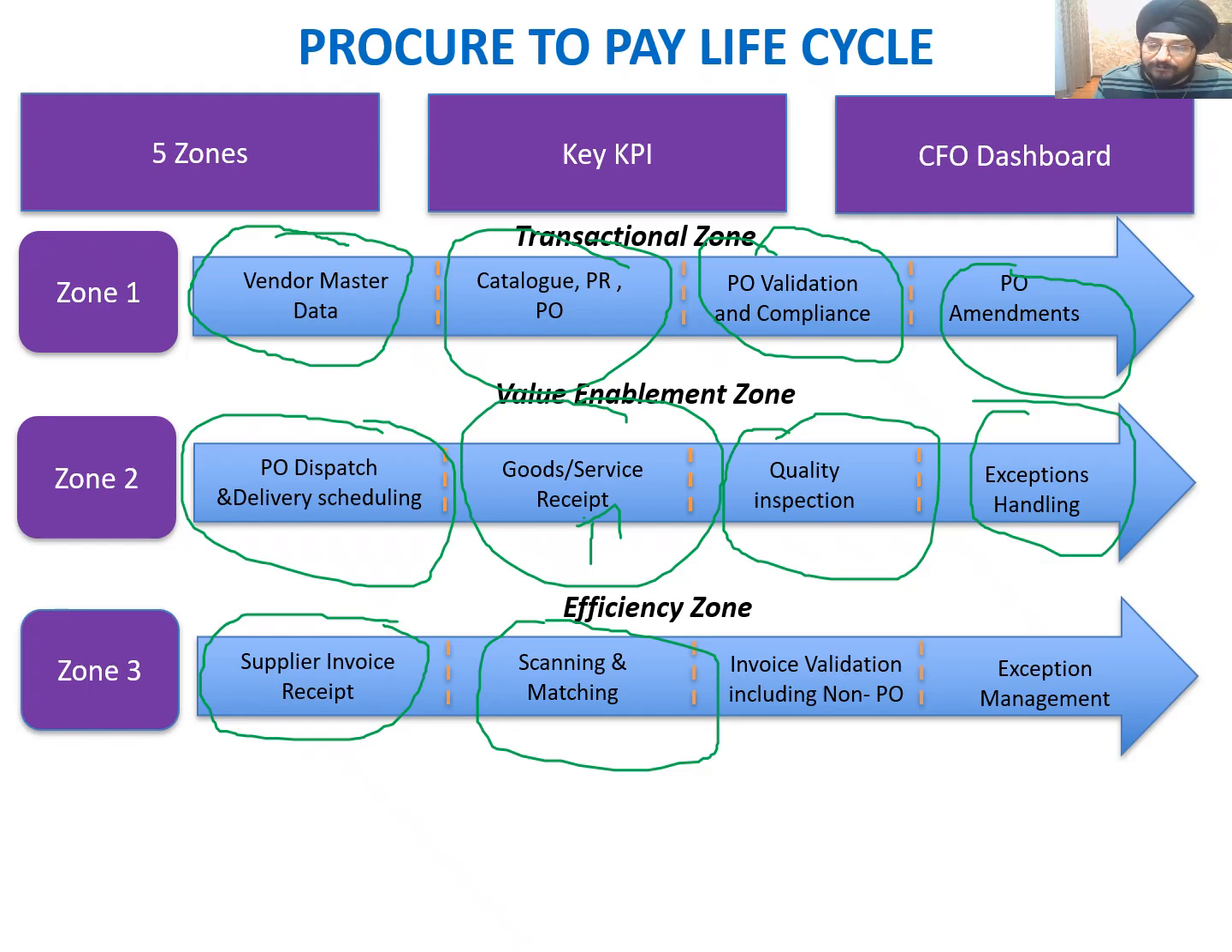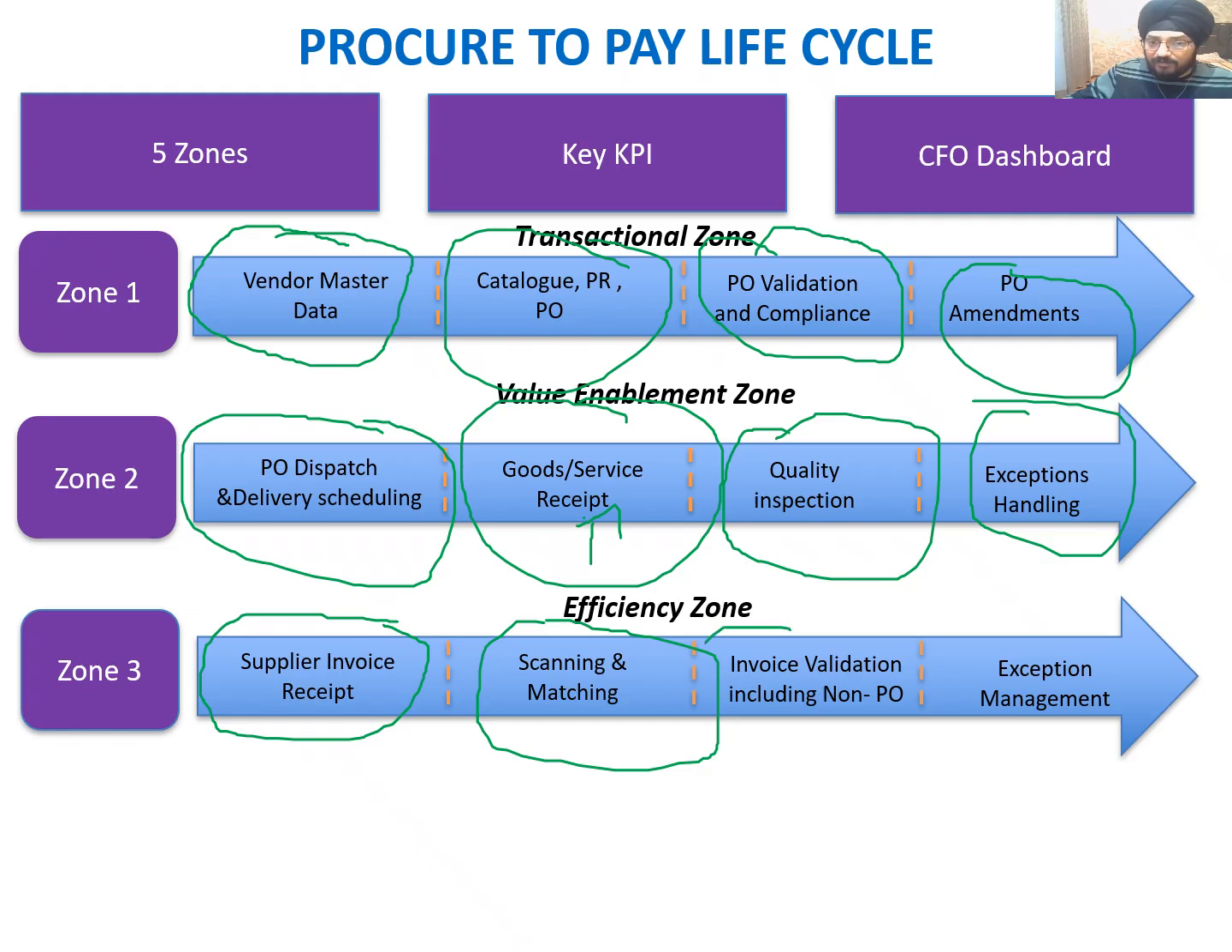But in the invoice matching stage, we match the invoice with the GRN as well as the PO to make sure that the information available in the invoice matches the information stored in our ERP system. Once that is done, the invoice is validated.